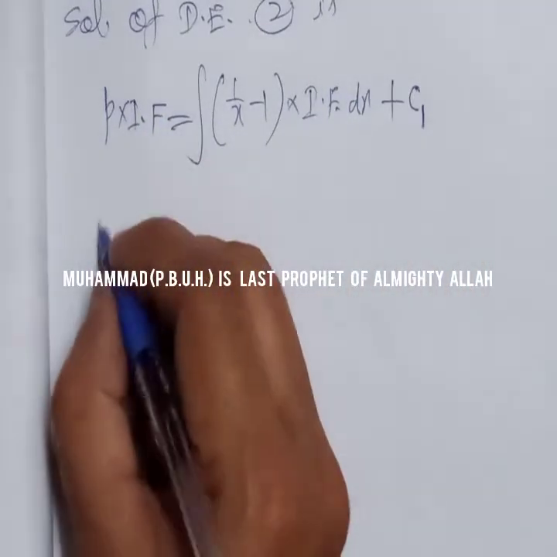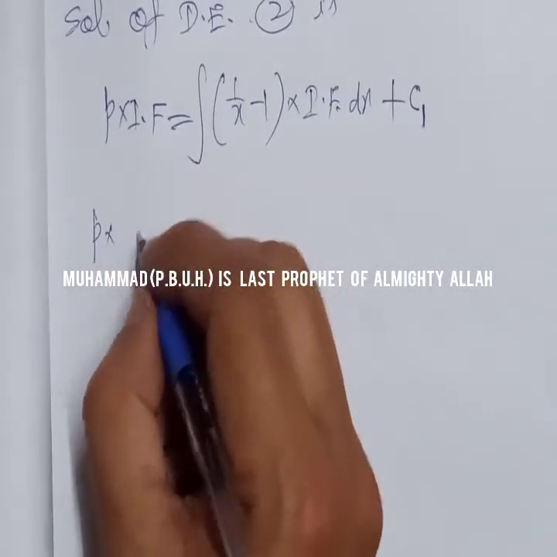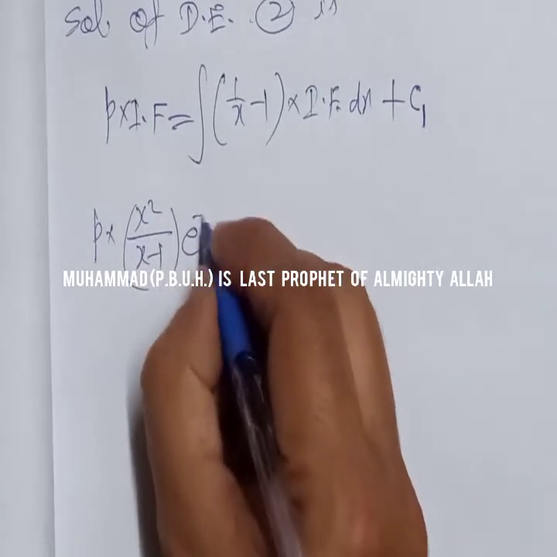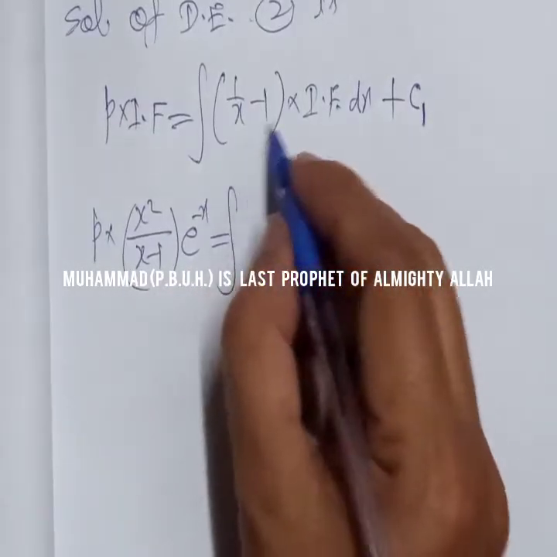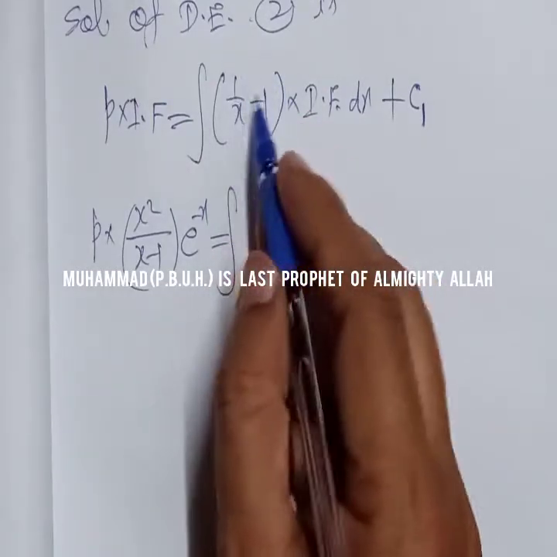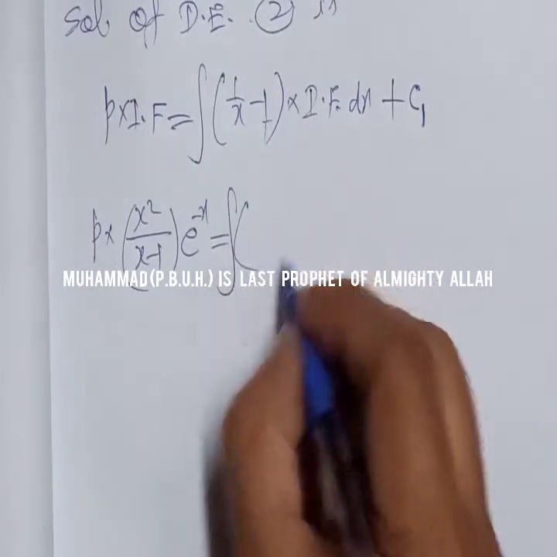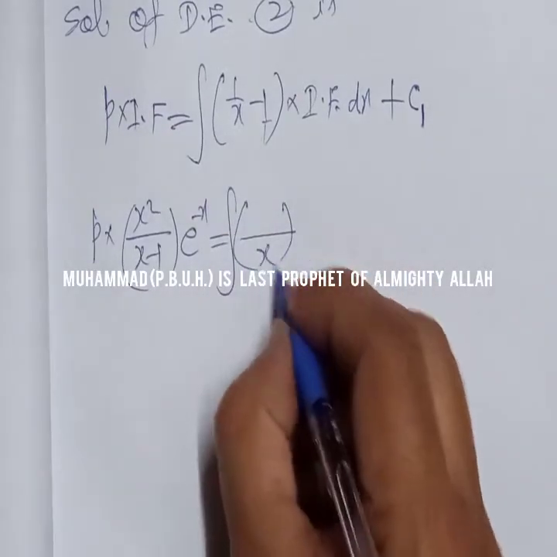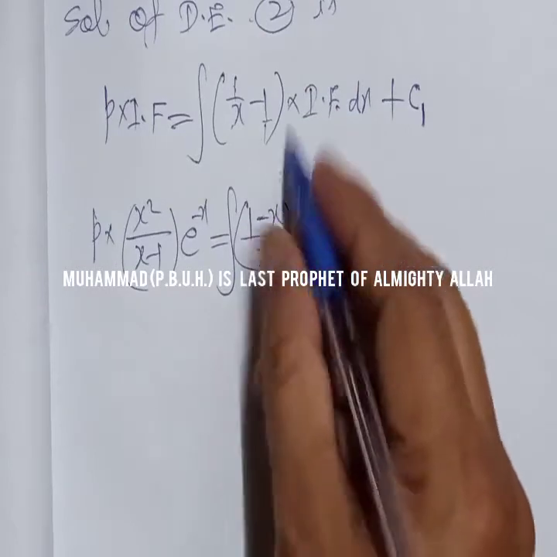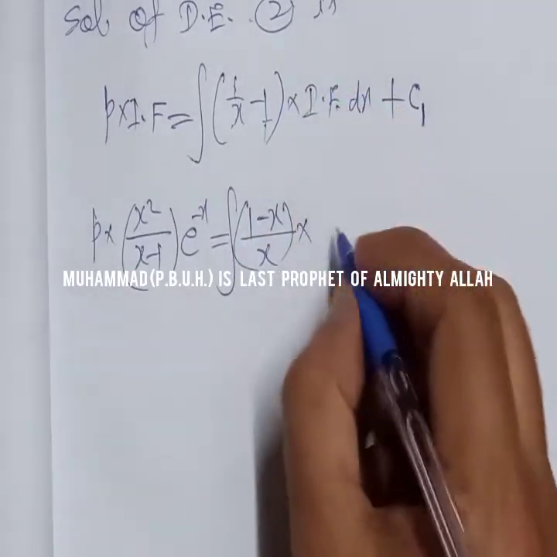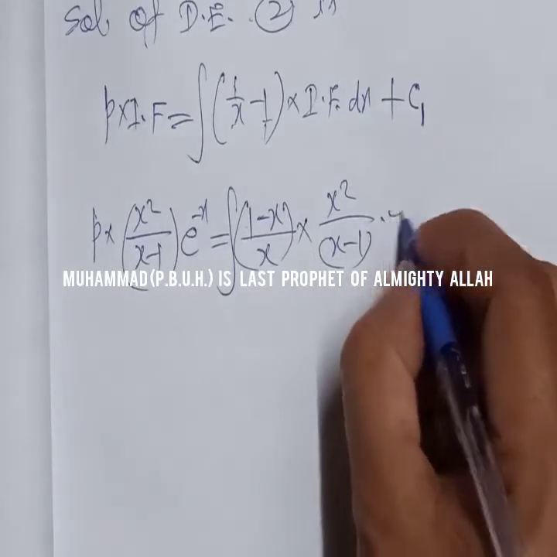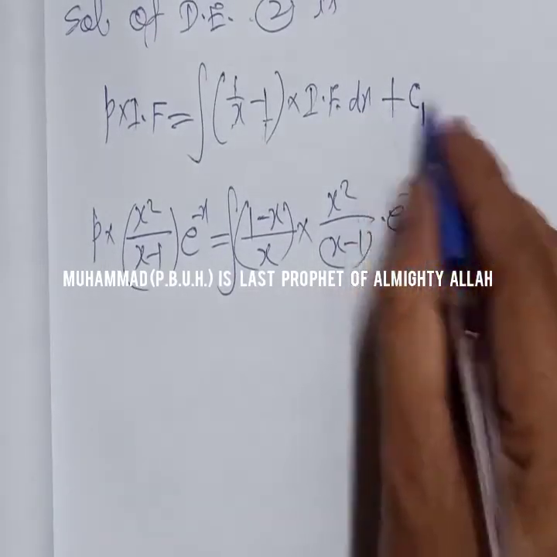Now I will put the value of the integrating factor, x square upon x minus 1 e to the power minus x, and also I will take the LCM of 1 and x, equal to x. So 1 multiplied by 1, and x multiplied by 1 becomes minus x. The integrating factor value is x square upon x minus 1 into e to the power minus x dx plus c1.